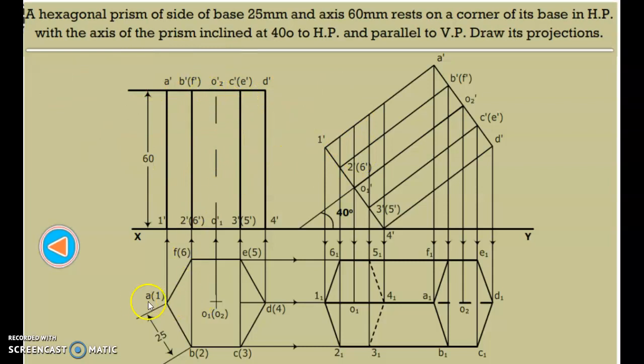Okay, so this will be your A, so this will be your A dash, this is B and F, so B dash bracket F dash, so this point is O dash, this will be C dash bracket E dash, this is C and this is E, so this is visible and this will be hidden, so C dash bracket E dash, this will be D dash. Okay, this is our initial shape.